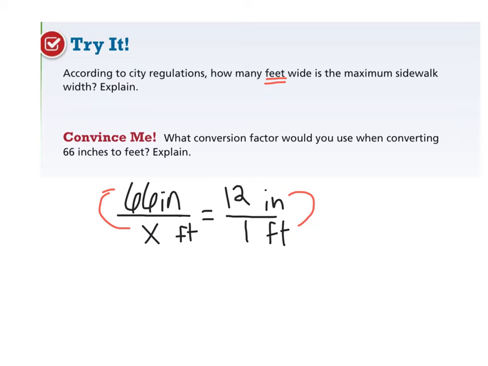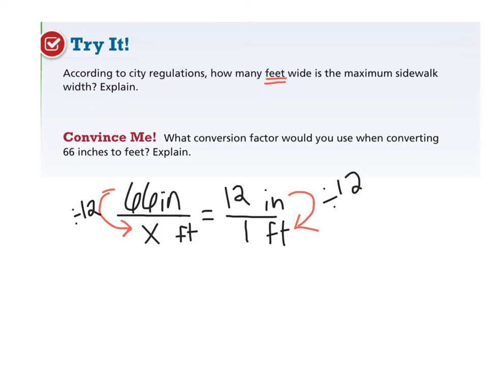Okay, what you have to do, remember, is go towards the variable. So that would be going this direction. So multiplying or dividing, how do we get from 12 to 1? Divide by 12. Good. So what that means is if we take 66 divided by 12, that will tell us how many feet we have.